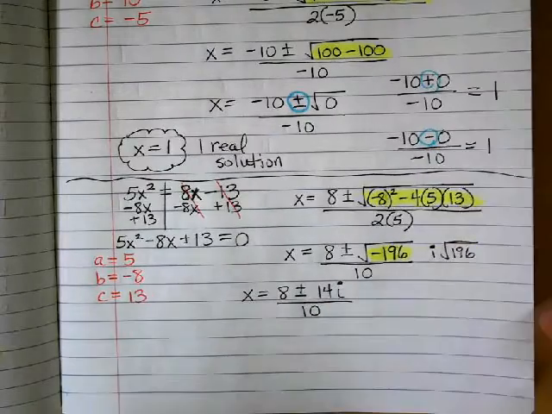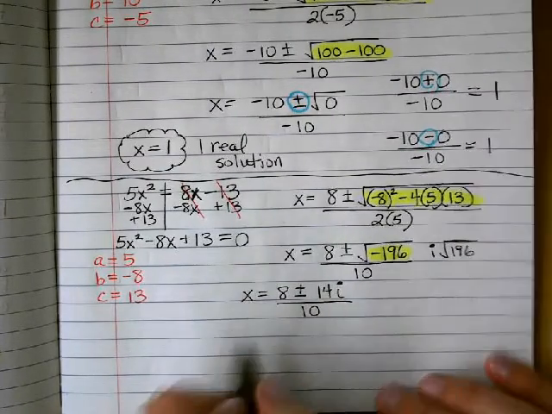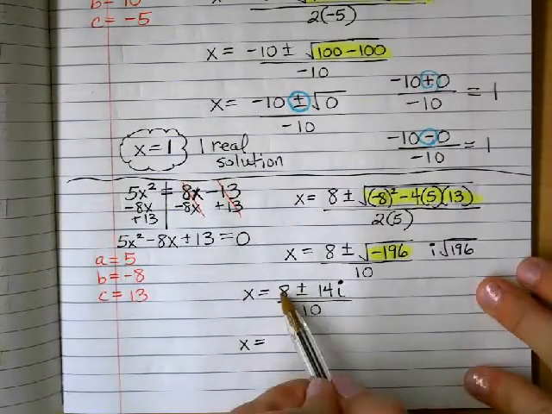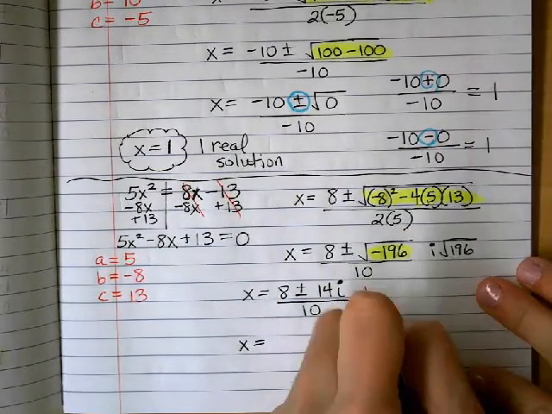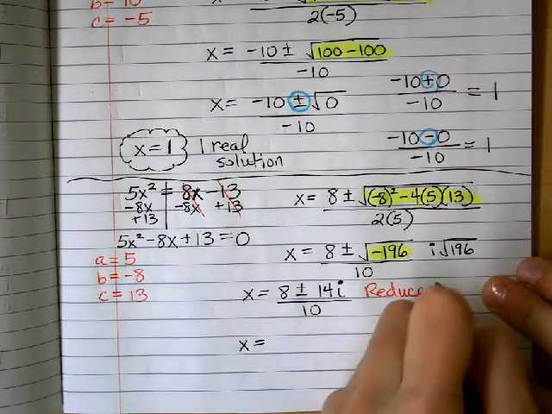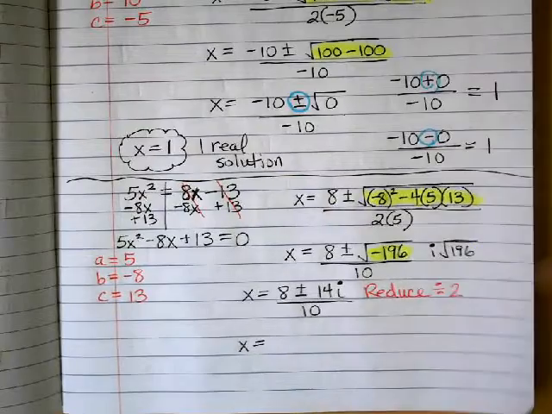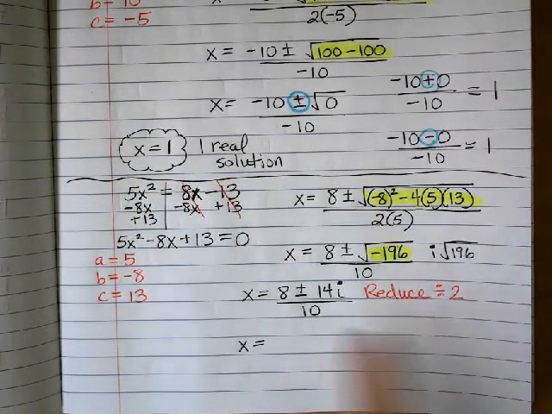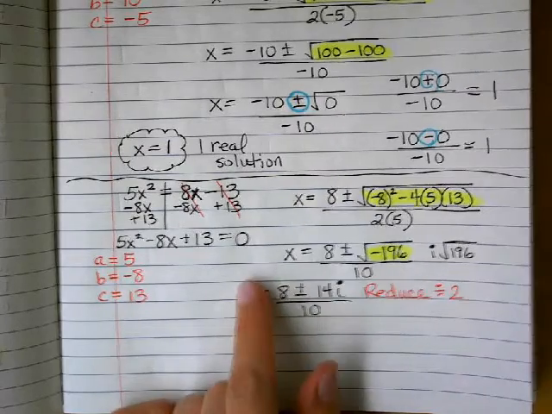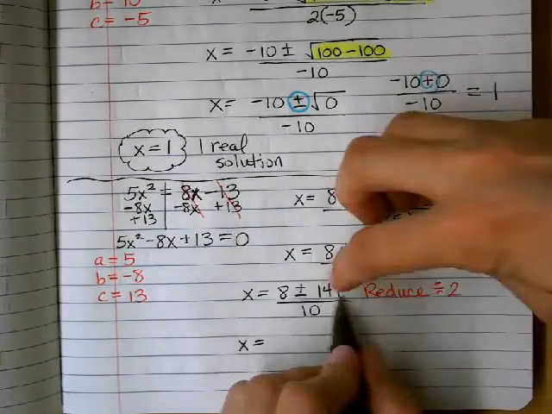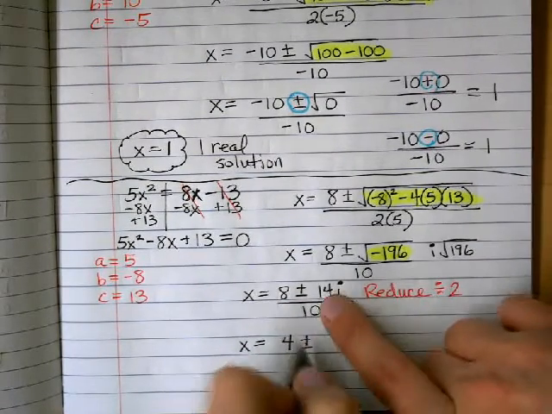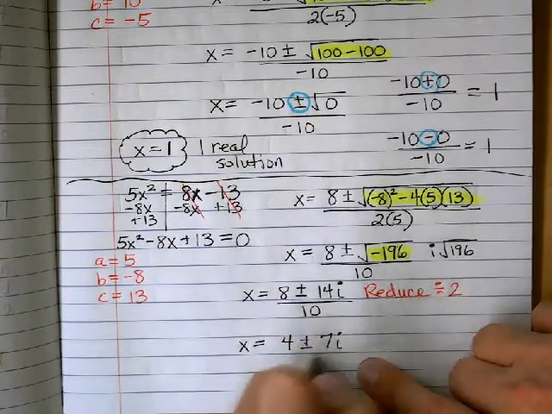Okay, last thing. 8 and 14 and 10, you can reduce them because they're all even numbers. So can't we divide everything by 2? Reduce fractions. Like if you had 8 over 10, you would reduce that. You can divide those by 2. So divide all these numbers by 2. So 8 divided by 2 is 4. 14 divided by 2 is 7. 10 divided by 2 is 5. So you'd be like that. 4 plus or minus 7I over 5.